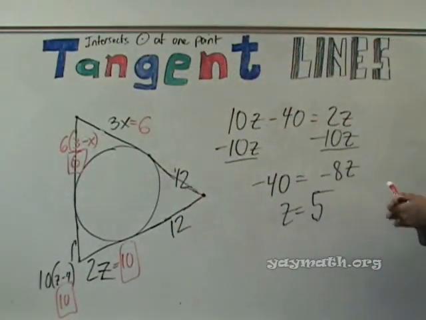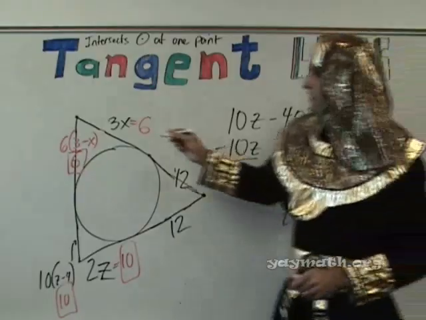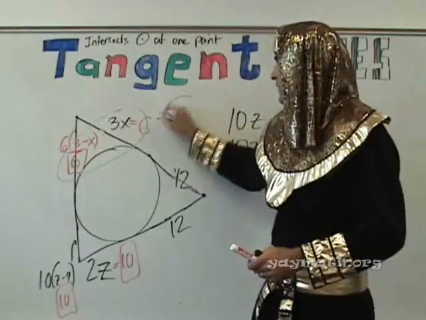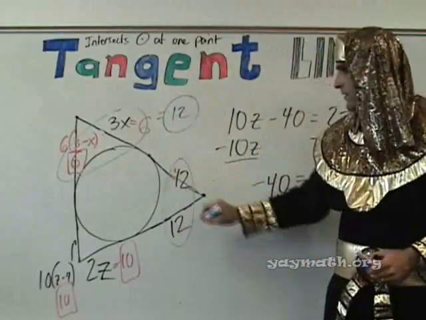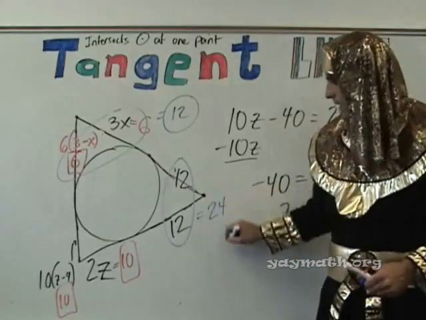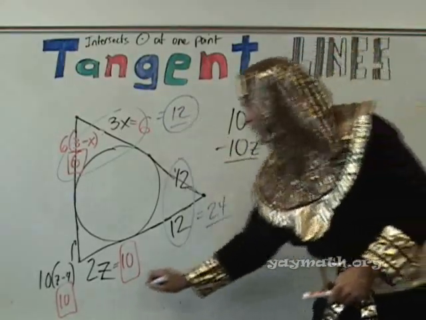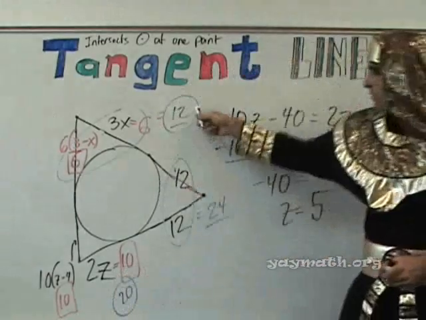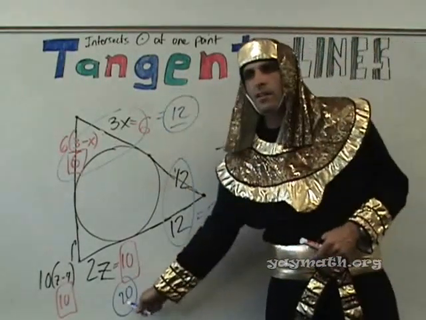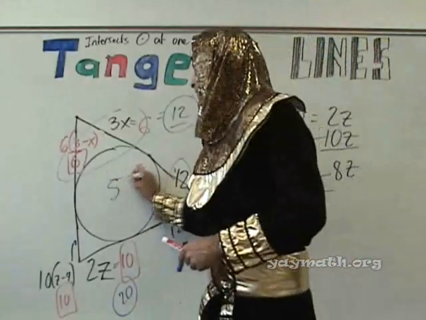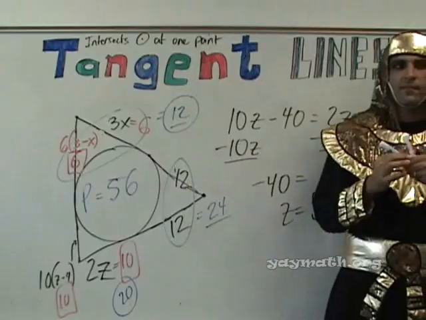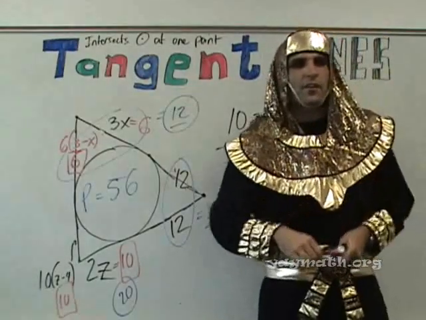So this is 12. These two together make 12. These two together make 24. And then 12 and 24 and 20. 12 plus 24, 36 plus 20, 56. 56. Sweet. Good job.